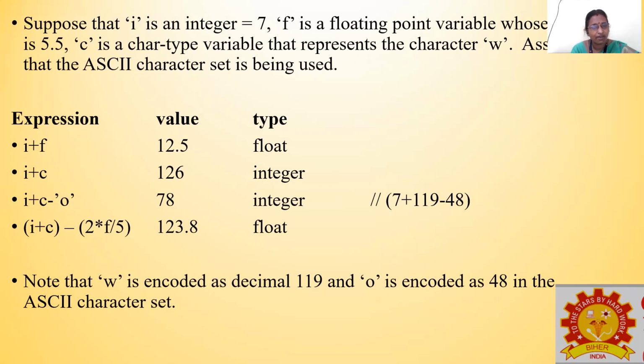O has the ASCII value 48. When you add 7 plus 119 and subtract 48 from the result, you will get 78. That is nothing but an integer, expressed in integer. Then I plus C minus 2 star F divided by 5 will give you 123.8, which will be expressed as a floating point value, because float has a higher precision compared with integer and character.